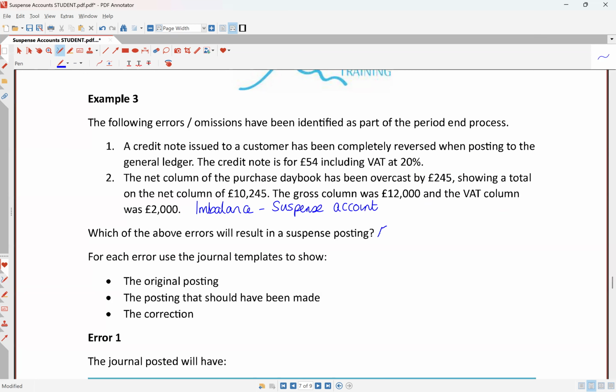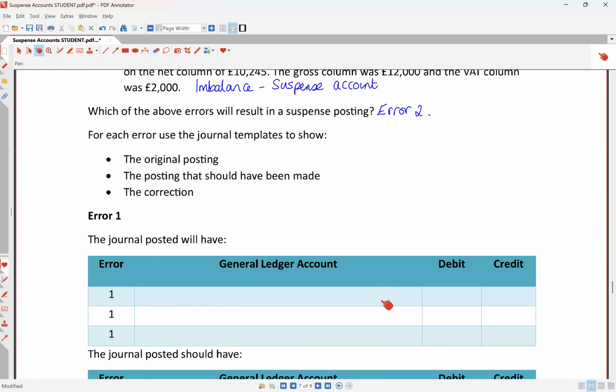So error 2 will result in a suspense account. So let's look at each of these. Let's deal with these. Now, what have we done? Let's have a look. So in number 1, the credit note has been completely reversed. So what have we done?